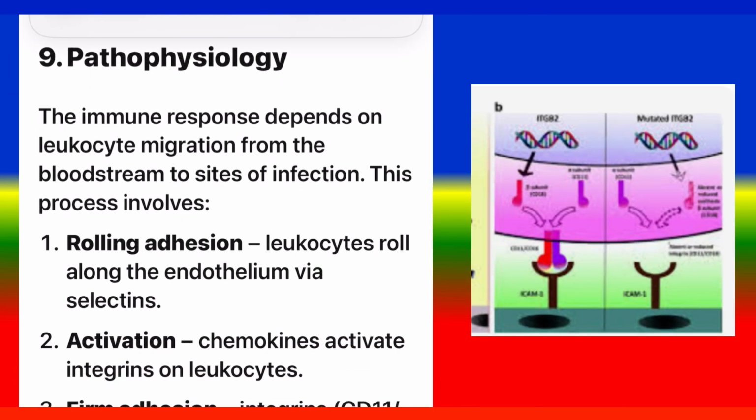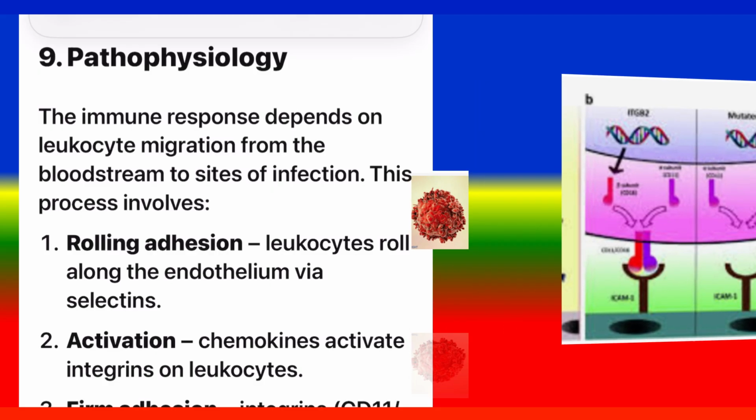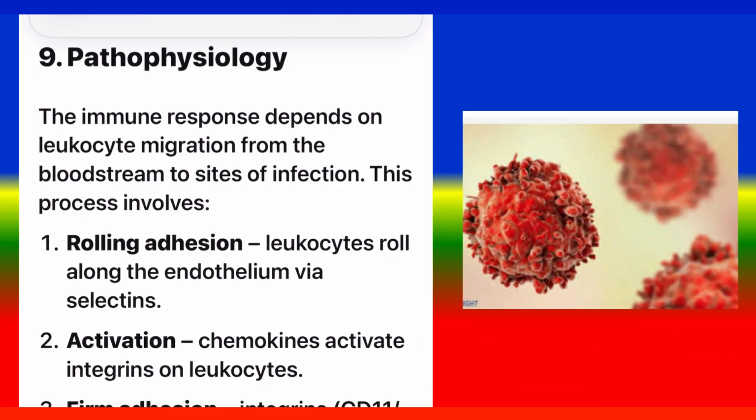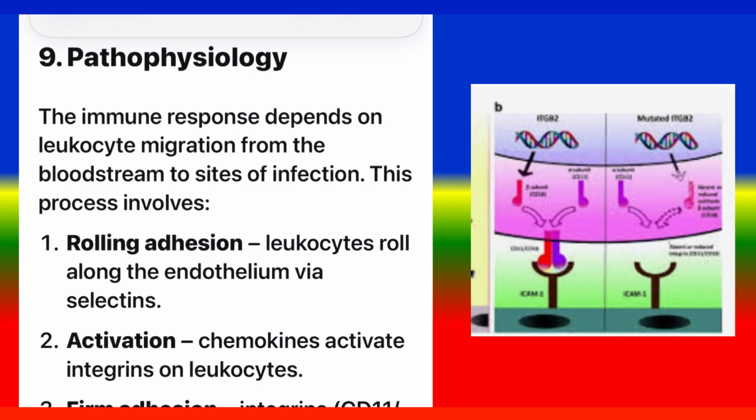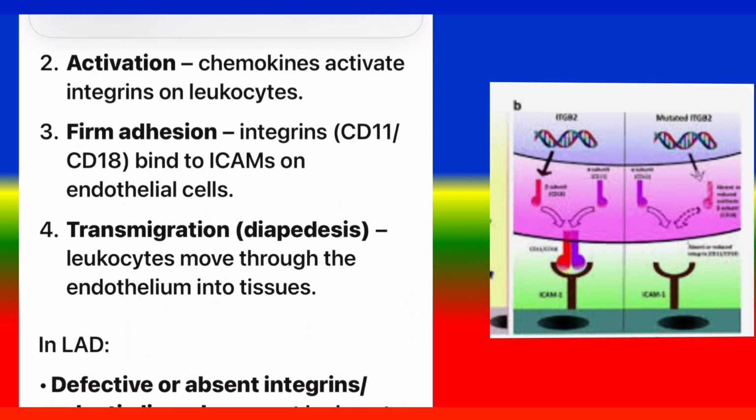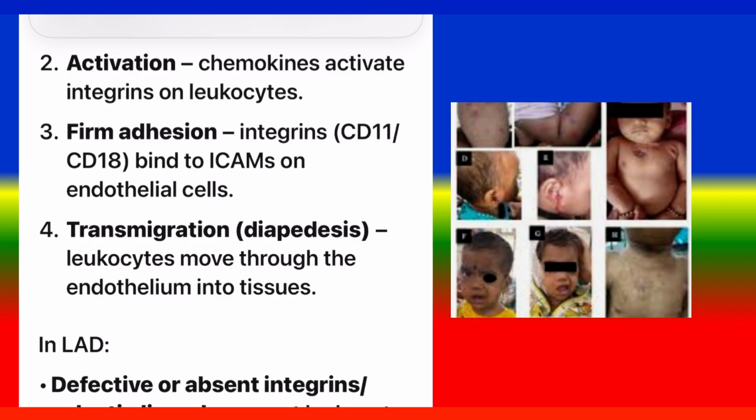Number 9. Pathophysiology. The immune response depends on leukocyte migration from the bloodstream to sites of infection. This process involves: 1. Rolling adhesion. Leukocytes roll along the endothelium via selectins. 2. Activation. Chemokines activate integrins on leukocytes. 3. Firm adhesion. Integrins CD11, CD18 bind to ICAMs on endothelial cells.